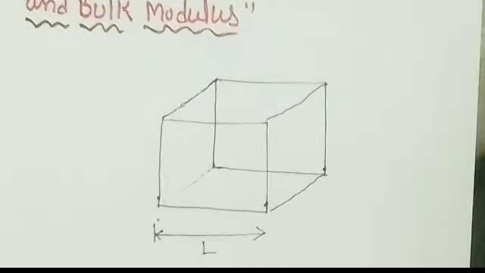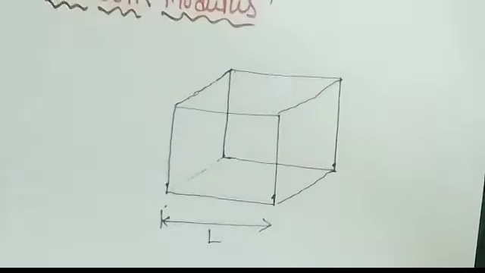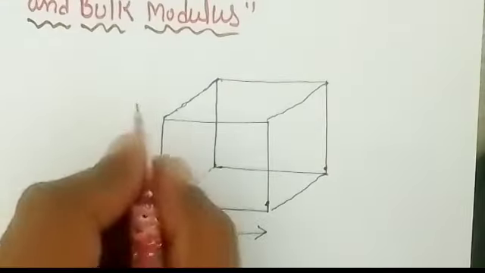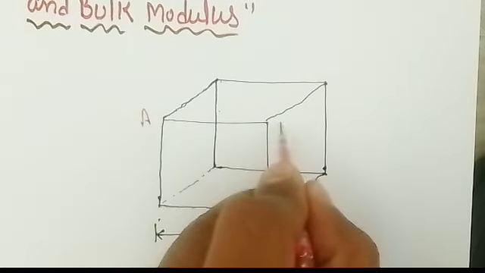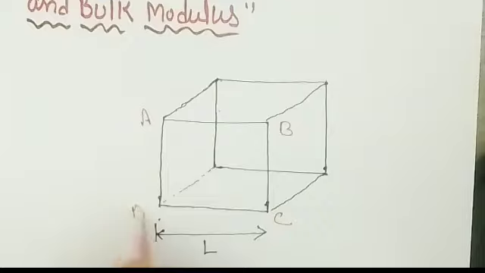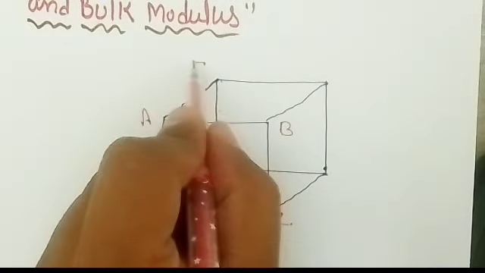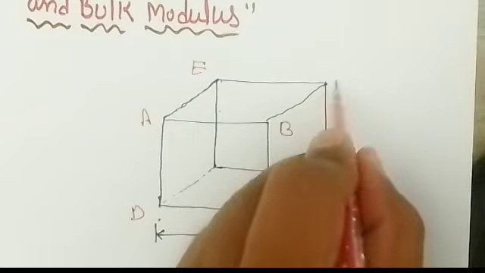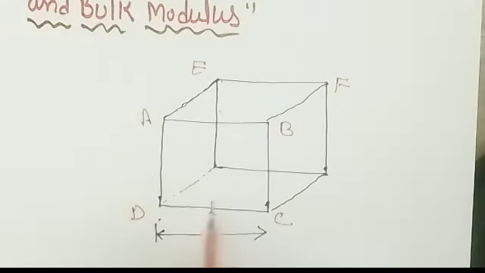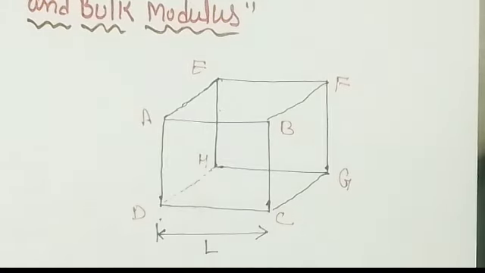Now we can name this cube. Let's say this is A, B, and so on. A, B, C, D is one face, another face is A, E, F, and another face is E, F, G, H. So this is G and this is H. There are six faces: A, B, C, D; E, F, G, H; A, D, E, H; and B, C, G, F, and so on. So these six faces are there.